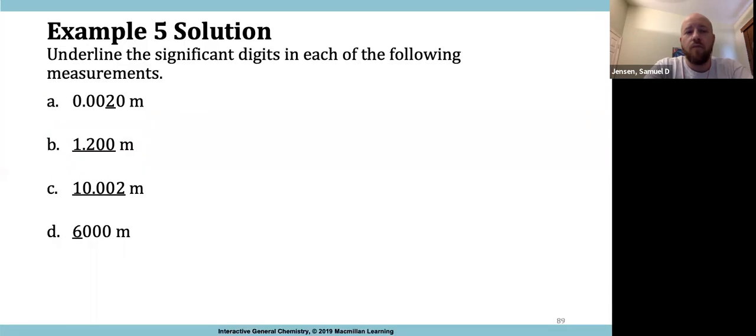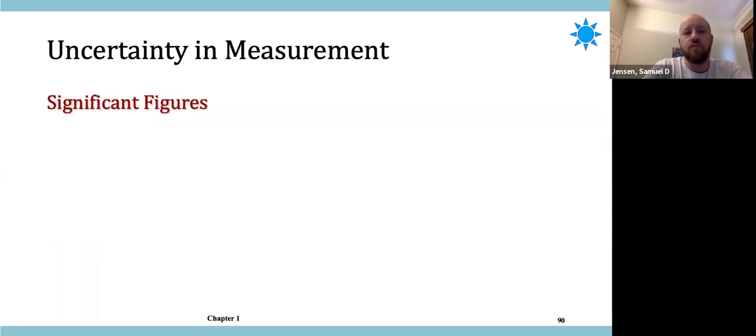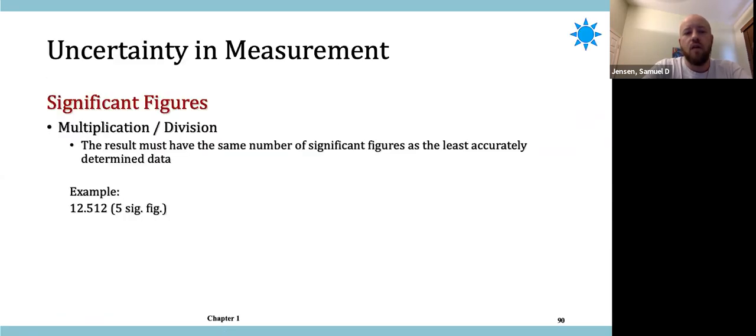Right? So A has 2 significant digits, B has 4, C has 5, and D really is kind of ambiguous where it has 1. Right? Now, when we use these, our concern is going to be when we multiply and divide. We're going to do a lot of multiplication and division, so that's usually primarily where our concern of what sig figs are important.